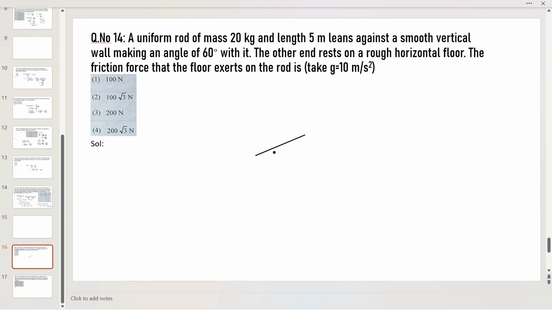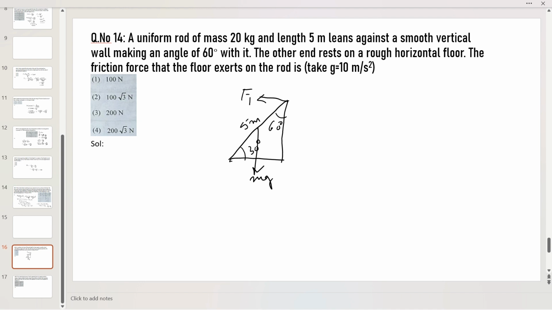The figure will be somewhat like this, a right angle triangle. Here the length of this uniform rod is 5 meter, leaning against a wall. So we get a force acting in this direction, let this be F1, and the weight mg acts at the center of mass, vertically downward. It is making a 60 degree angle, so this will be 30 degree.